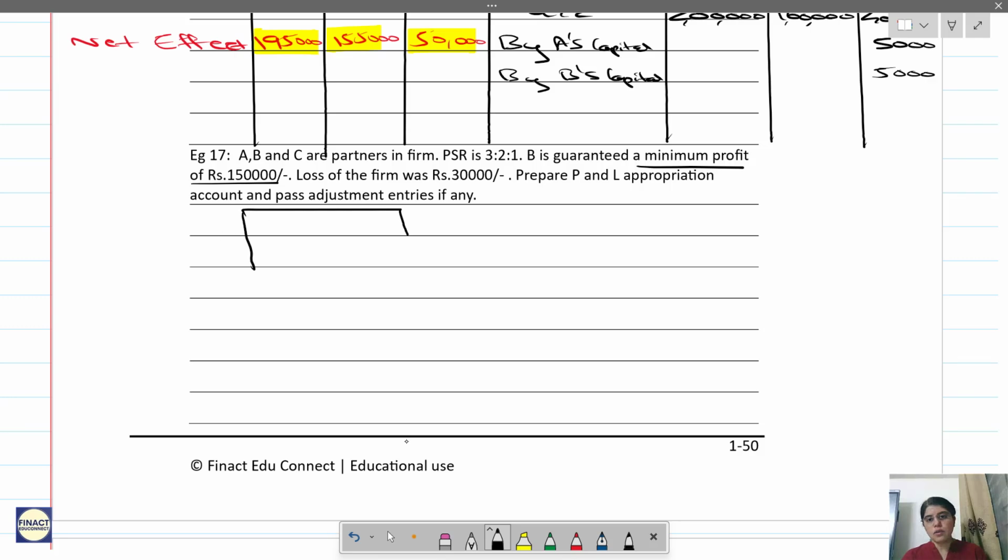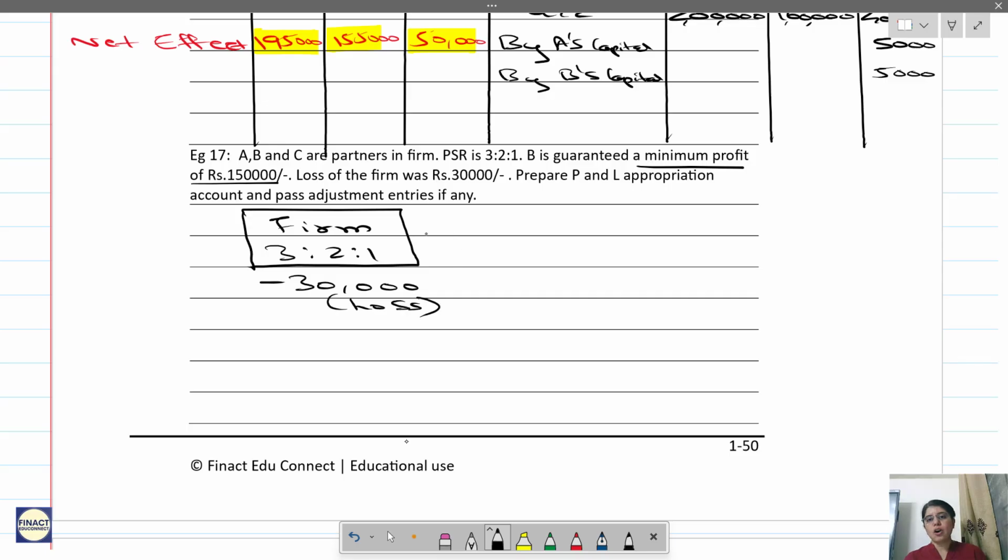So this is a firm, and the profit sharing ratio of the partners is 3:2:1. When nothing is given, even their loss sharing ratio is the same. Sometimes the loss sharing ratio can be different from the profit sharing ratio, but it has to be specifically mentioned in the question. So now if you see here, there is a loss of 30,000. I will write it either in brackets or as minus.